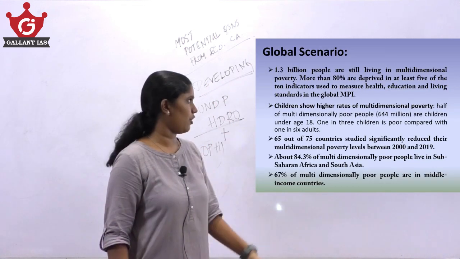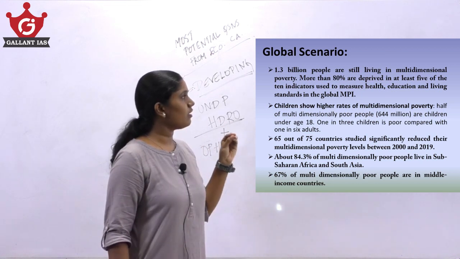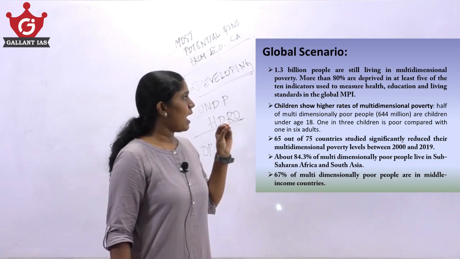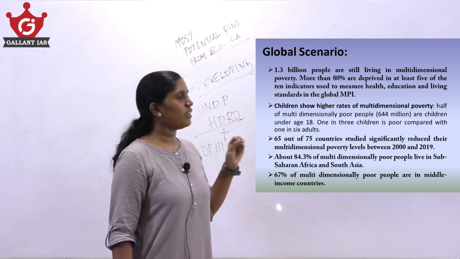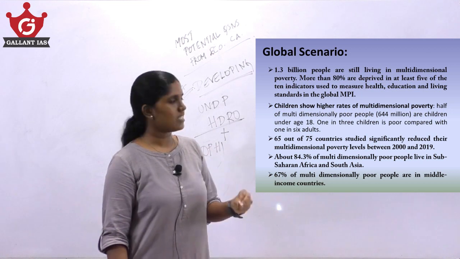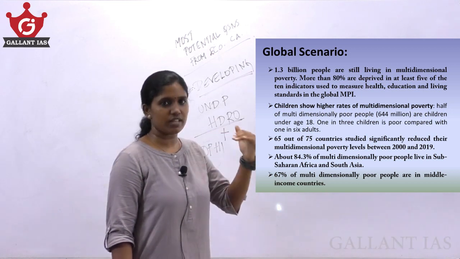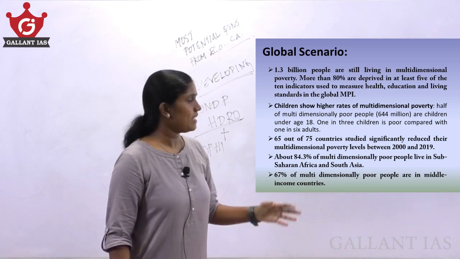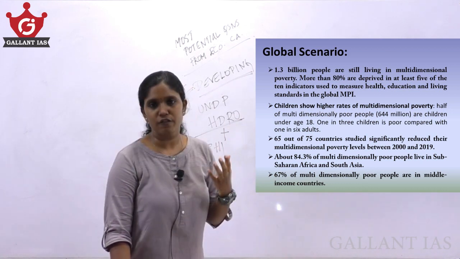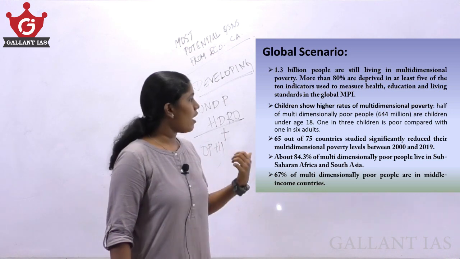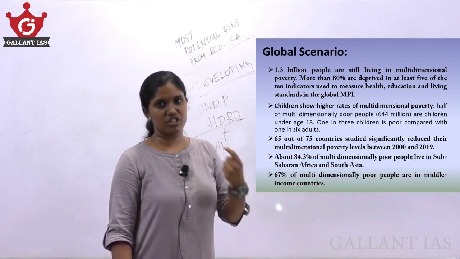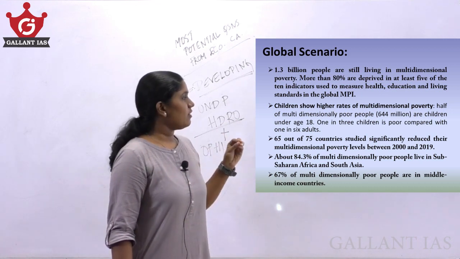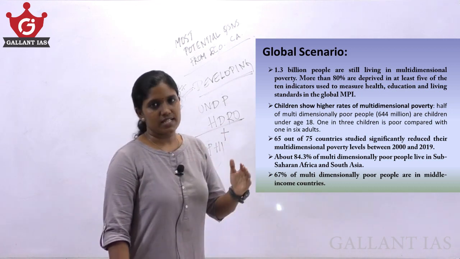What is the global scenario? As I already said, 1.3 billion people are living in multidimensional poverty, and more than 80% are deprived in at least 5 of the 10 indicators MPI used to measure poverty. Another important and very disturbing point is that children show higher rates of multidimensional poverty. Half of multidimensionally poor people are children. It represents a very bleak outlook for the future. One in 3 children is poor compared to 1 in 6 adults.